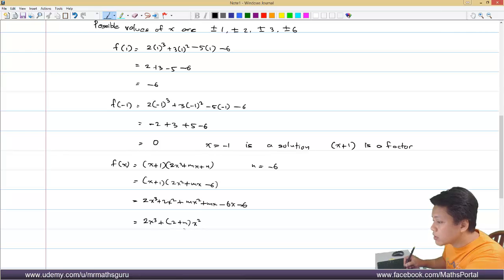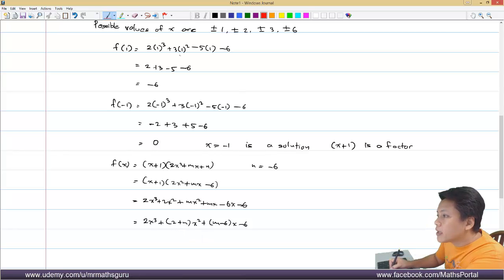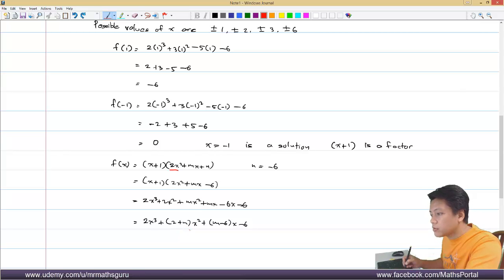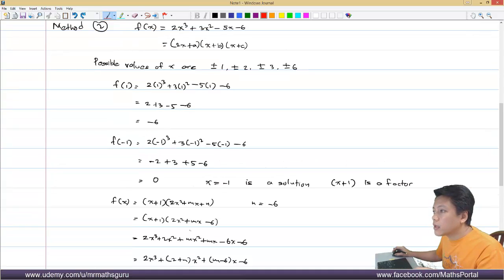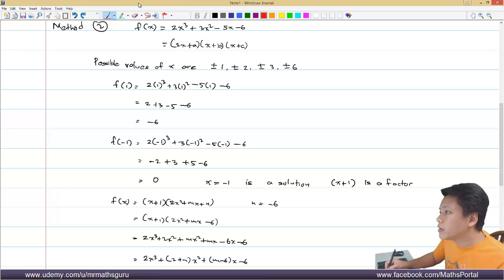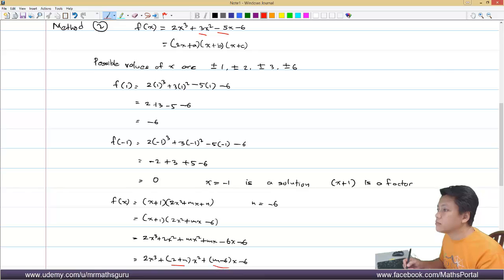This is the one important one. The rest are not so important. Minus 6. We can either compare other, where is it now? This coefficient, and not that one. Sorry. Up here, between 3 and 2 plus m, or between minus 5 and m minus 6. We can choose any of those to get the value of m.